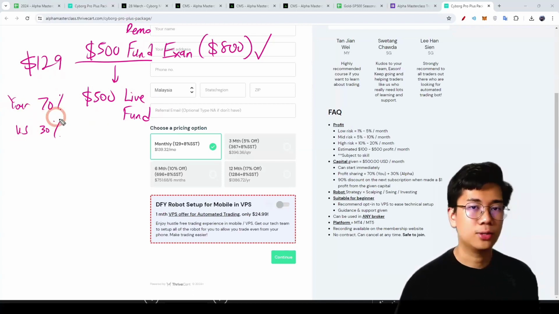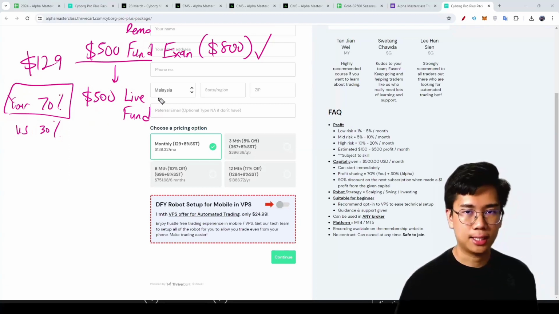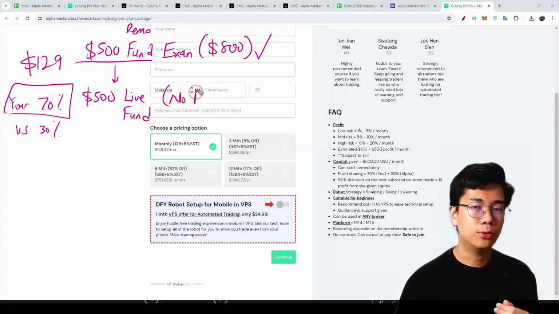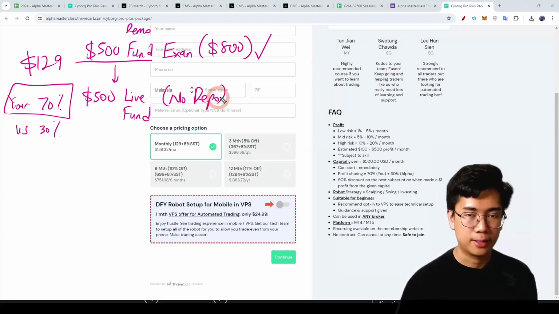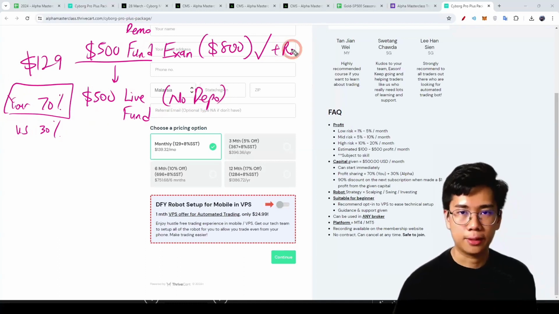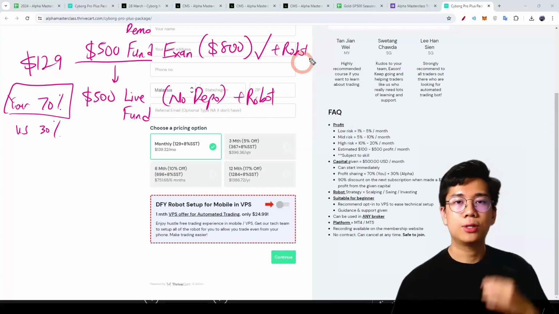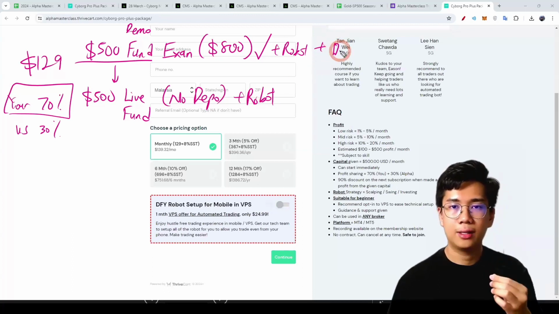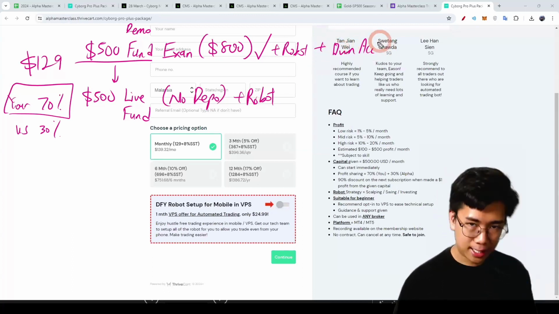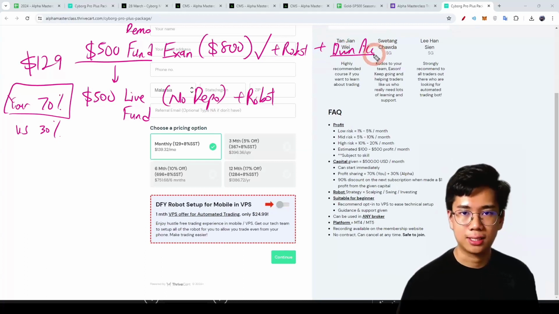So you don't need to do any deposit. You can even start to do the trade already. Over here, you can use the robot, and over here, you can use the bot as well. If you want to use the bot on your own account, you also can. There is no restriction on this.